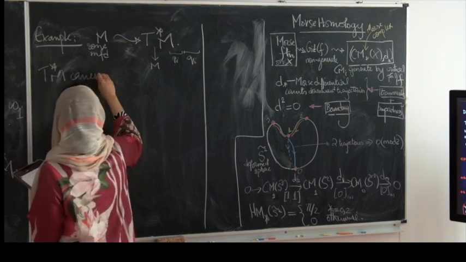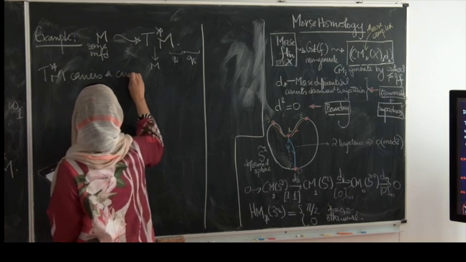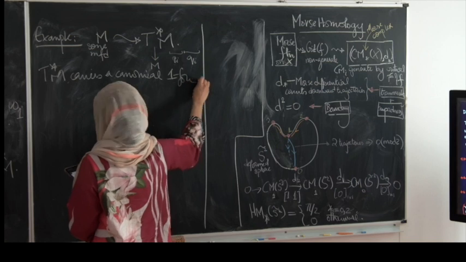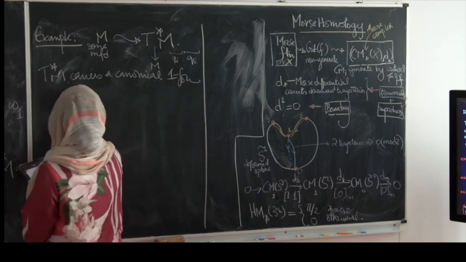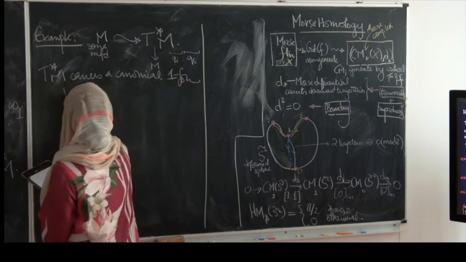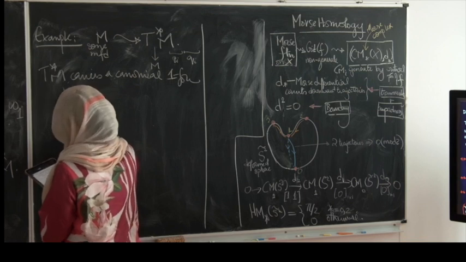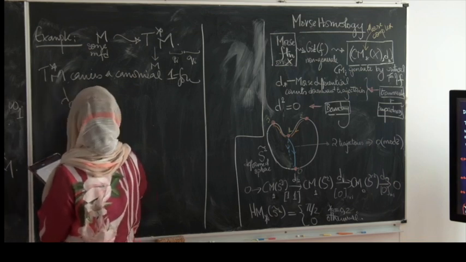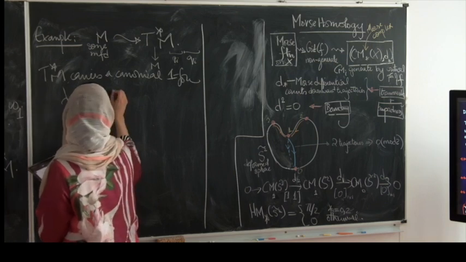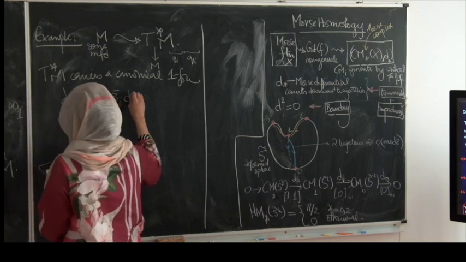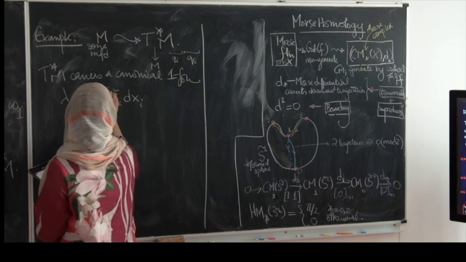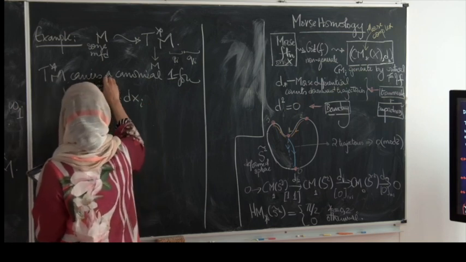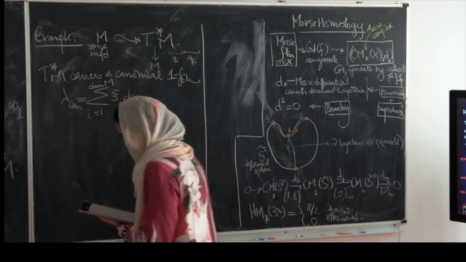Okay, so T star M carries a canonical one form, which in local coordinates you can write as lambda can, for canonical, equals the sum of xi_i dx_i, summed from 1 to whatever is the dimension of M. Okay.